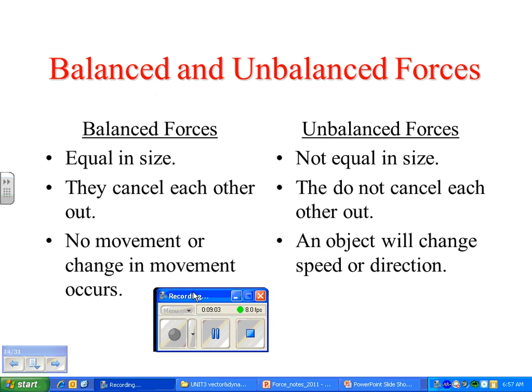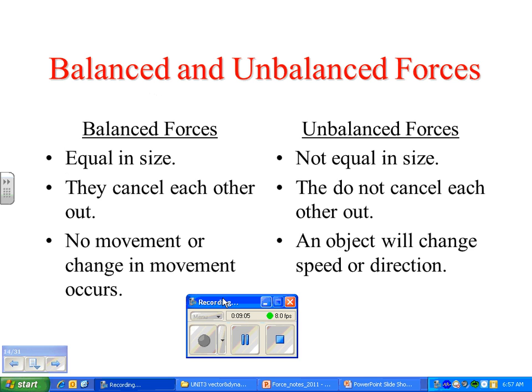So we have balanced and unbalanced forces. Balanced forces are equal in size. They cancel each other out. There's no movement or change in movement, so that could be a constant velocity. Once again, pause if you need to, because I'm going through quickly on some of this.